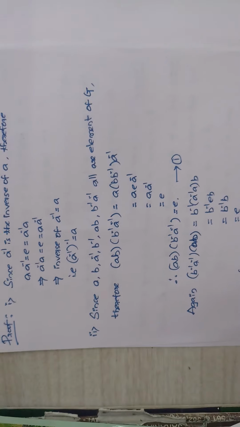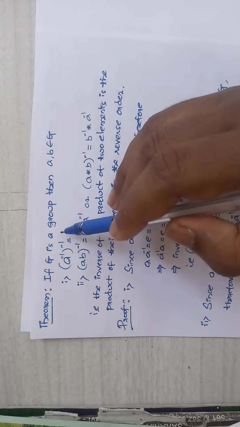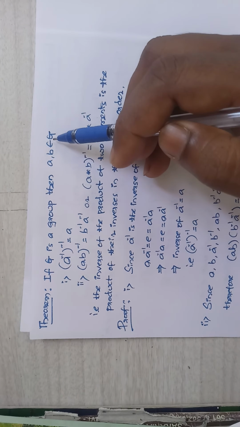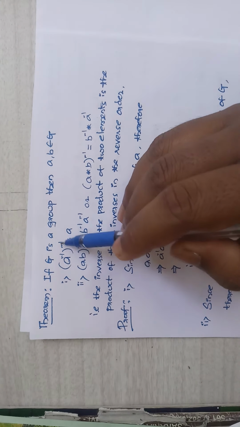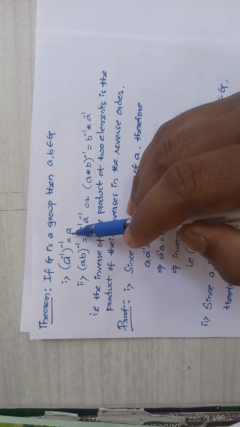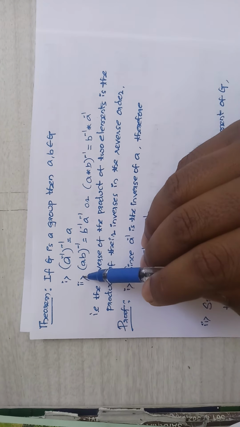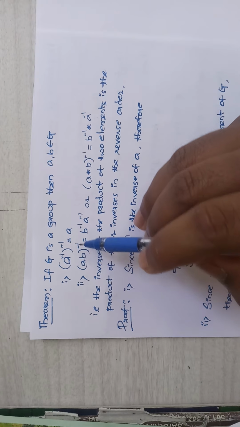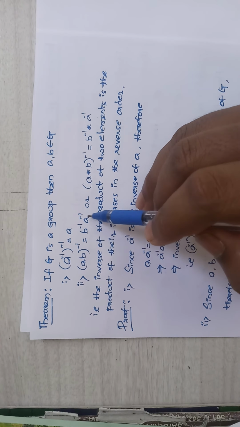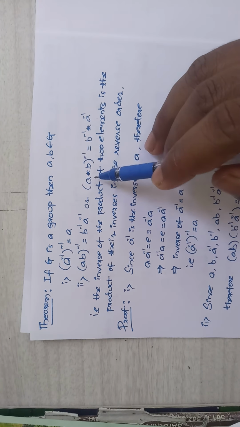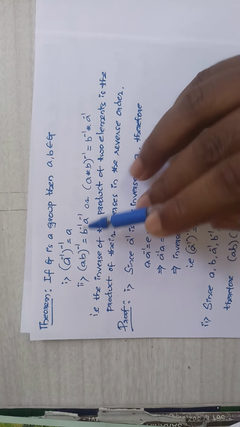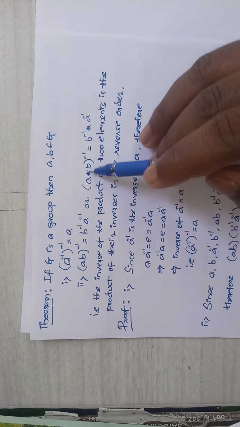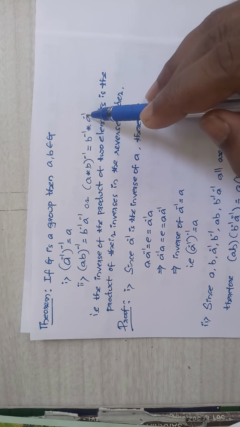So next result: if G is a group and a, b belong to G, then (a inverse) inverse is equal to a, and second, (ab) inverse is equal to b inverse a inverse. Several times in examinations I have asked this question like this: (a star b) inverse is equal to b inverse star a inverse.